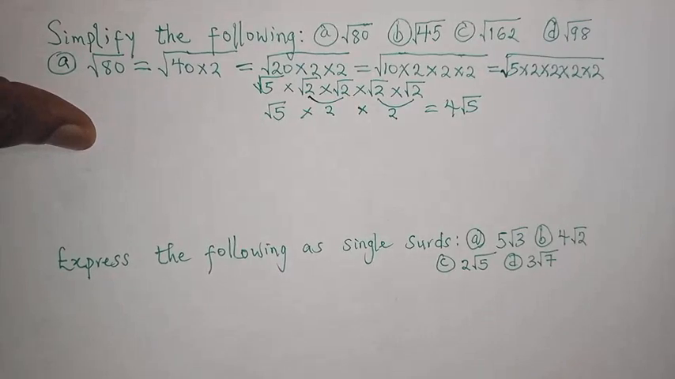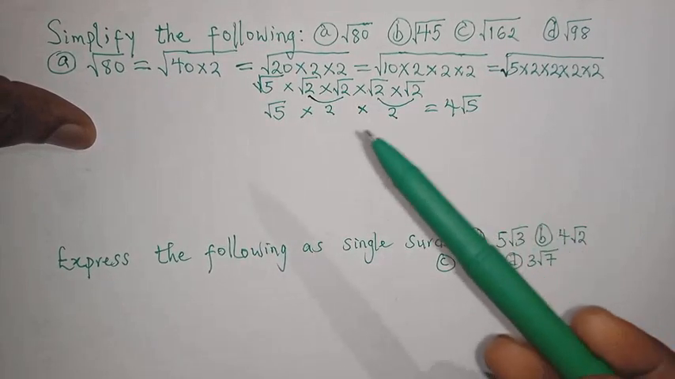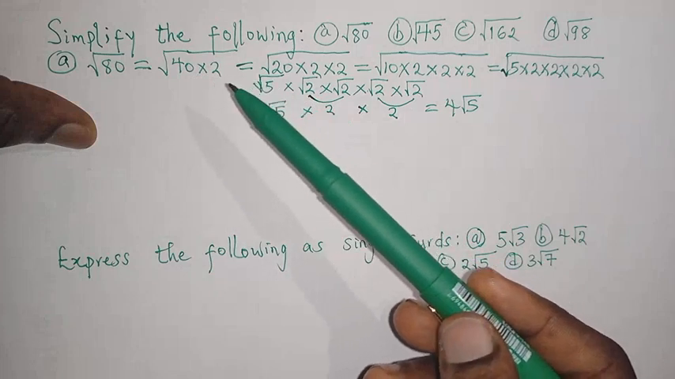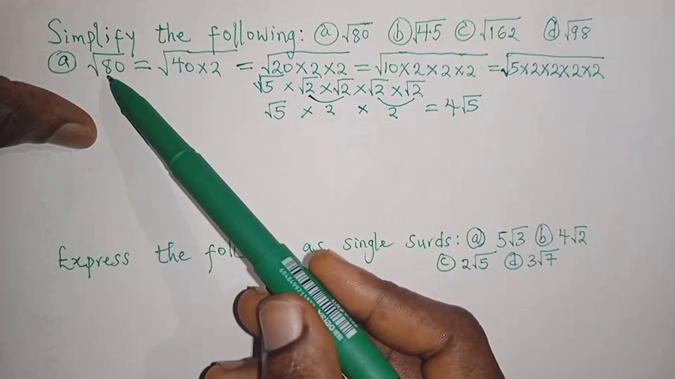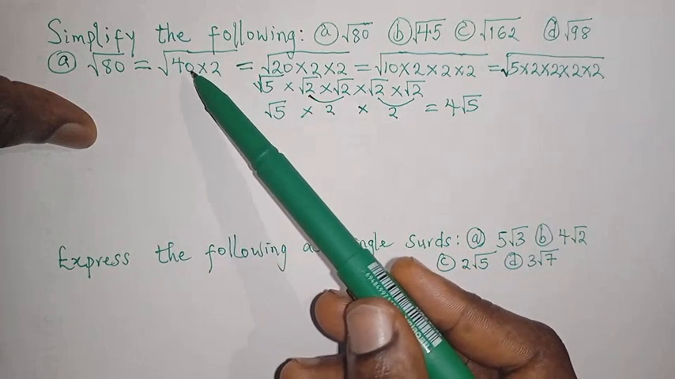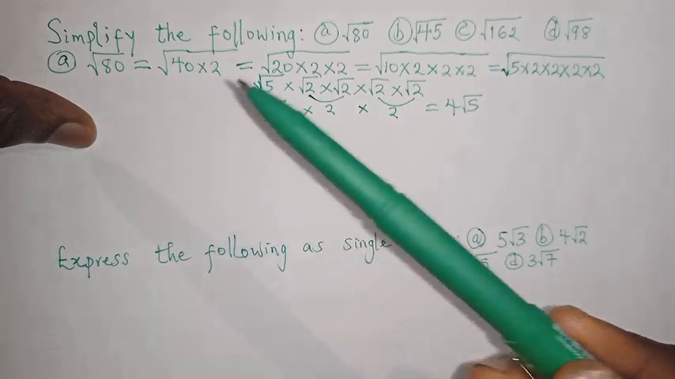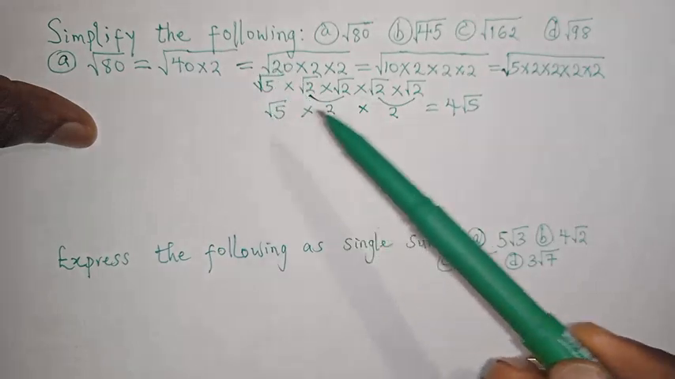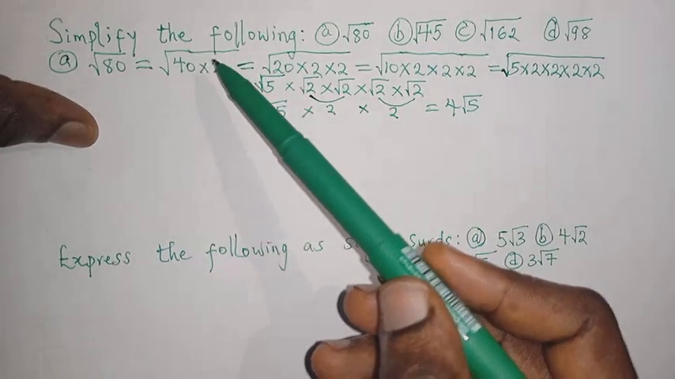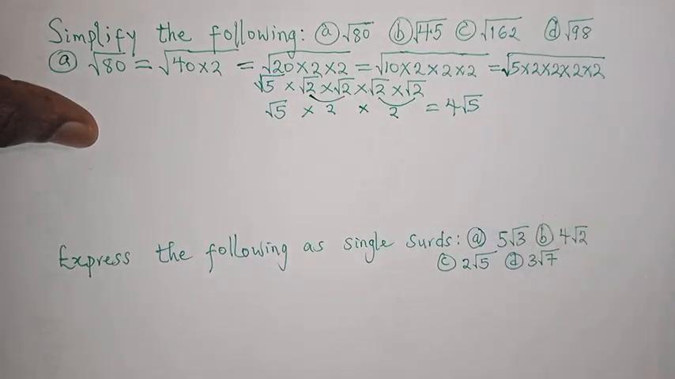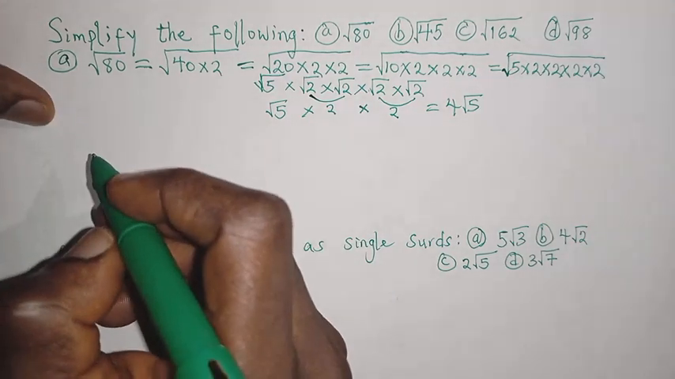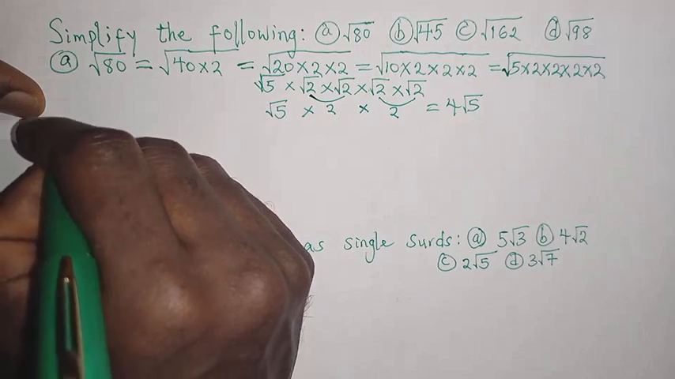Now, I decided to take this approach to help you understand it better. We could have gone straight into saying the square root of 80 is simply root 16 times 5, and root 16 is 4, which gives us this. Then the 5 remains as a surd. But I just wanted to break it down for you to see. All right, now we're going to quickly go to the next one.